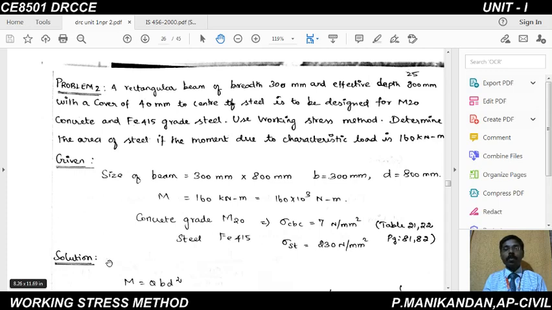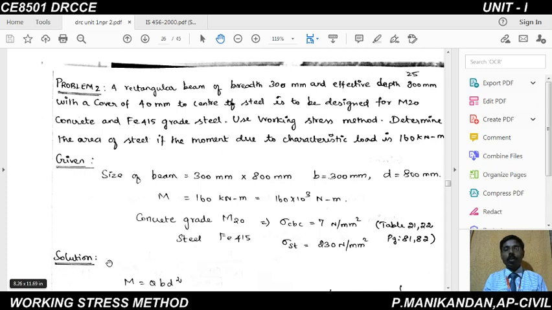In this problem, the given data are: a rectangular beam, with its width and effective depth given in the question, and a cover value of 40 mm. The grade of concrete is M20 and the grade of steel is Fe 415. They have given a moment value of 160 kilonewton meter. For this moment, we have to find out the area of reinforcement.